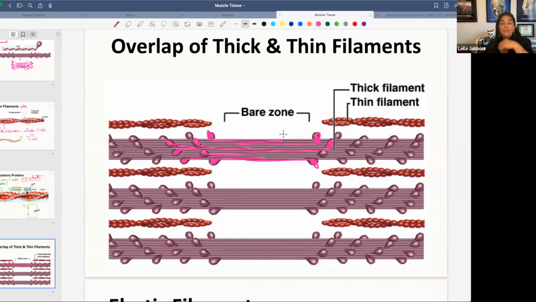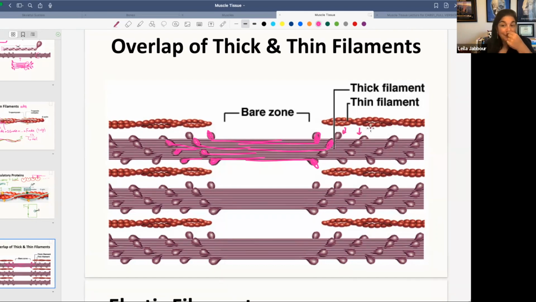Anyway, so we have this bare zone. It's bare of heads. There are no heads. And then we have these two ends that are very rich in myosin heads, arranged in a circle fashion, because it's an entire rod. Where are the thin filaments? Right over the heads. Boom. So these thin filaments are right here over the heads.